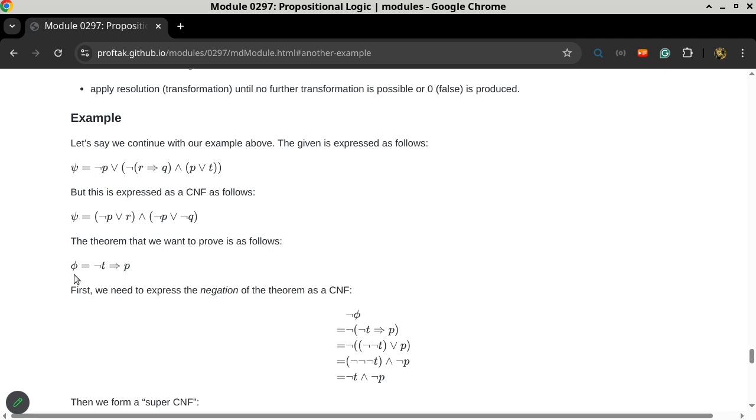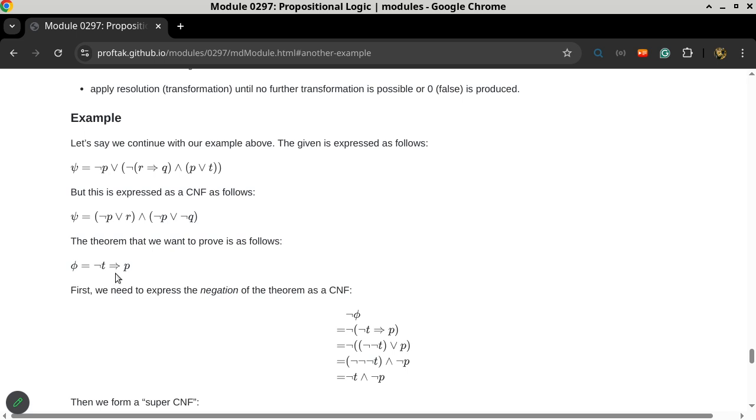And this is a potential theorem. We don't know whether this phi is actually a theorem or not. We want to know, if we know psi is true, can we guarantee that phi is also true? In other words, does psi imply phi in this case? That's what we want to find out. That's the whole purpose of propositional logic, to prove theorems.